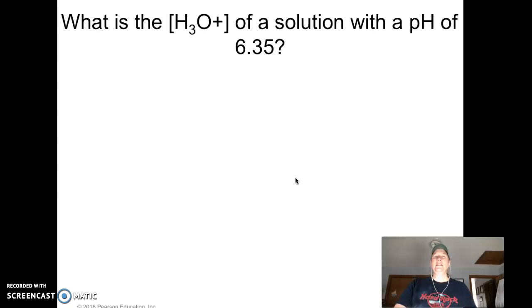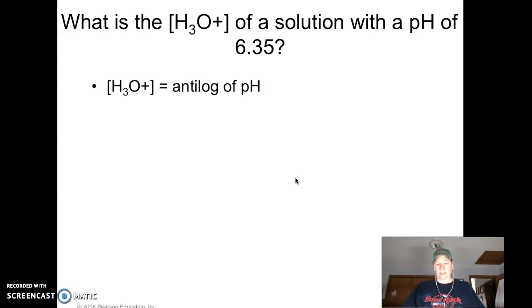All right, what is the H3O of a solution with a pH of 6.35? Okay, so now we know what the pH is. We need to find the H3O. In order to do that, we have to take what they call the antilog, the second log if you're using your calculator. So now I got to go, oops, the second log of 6.35. Let me see. 3.5 equals. No, that didn't work.